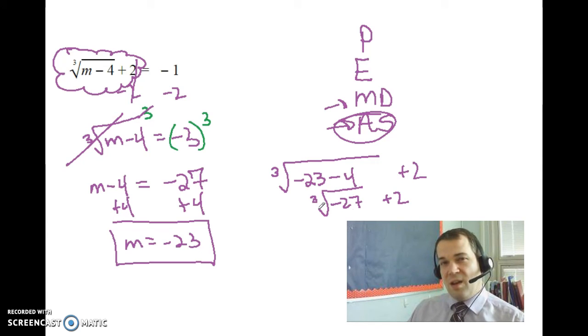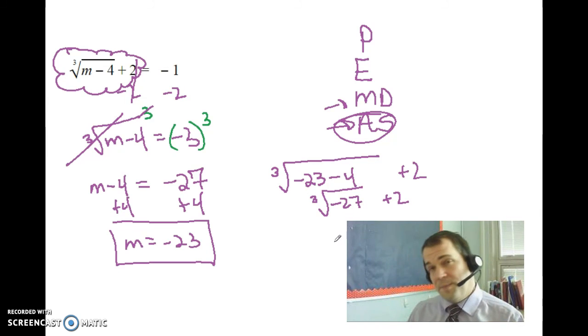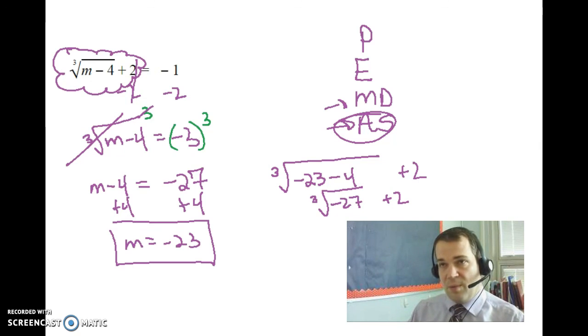This means find a number that multiplies by itself 3 times to make negative 27. So I know it's going to be an odd number because 27 is odd. I know it's going to be a negative number because it's a negative. It's possible to do that too because a negative number times itself 3 times is still negative. So this ends up being negative 3.